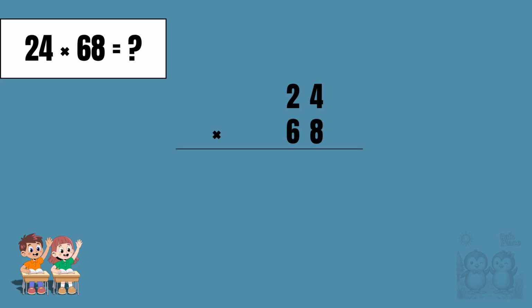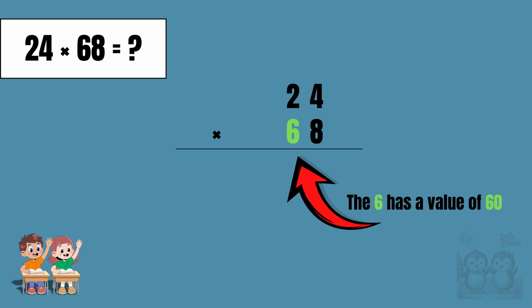In our first step, we need to set the problem up. We write the numbers directly underneath each other so that the 1's digits are aligned and the 10's digits are aligned as well. Our calculation is split into parts. First, we calculate 8 times 24 and then 60 times 24. To explain this, we calculate 60 times 24 because the 6 in 68 has a value of 60.